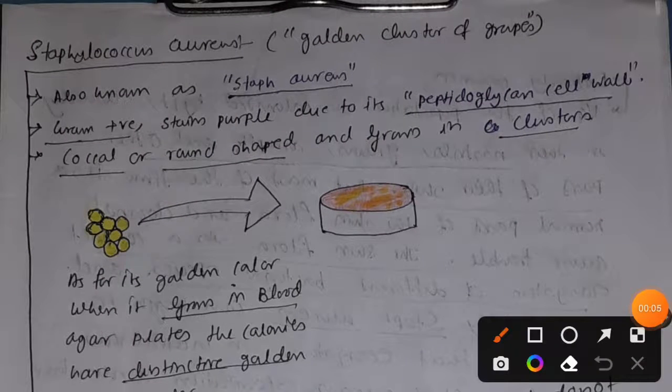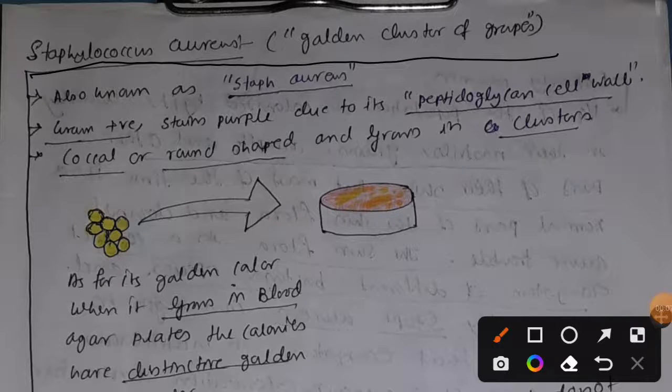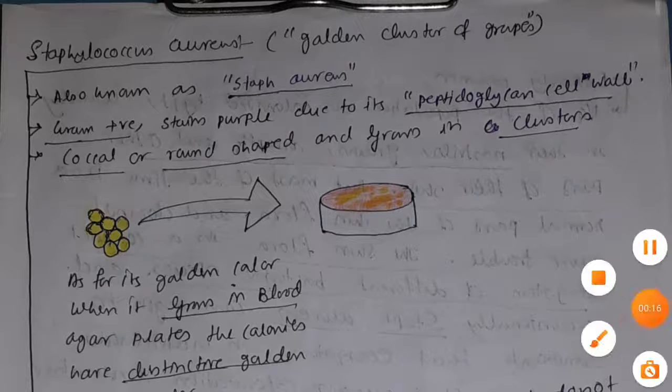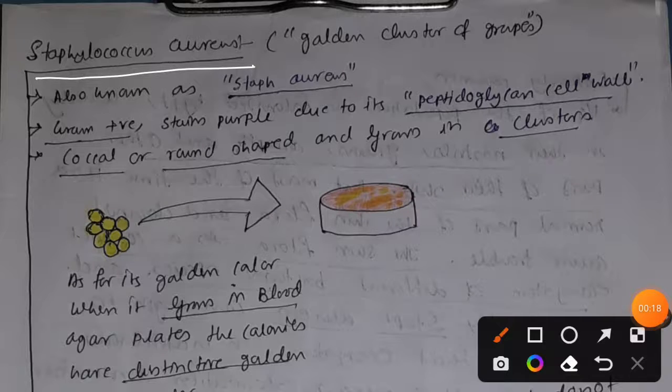So in this video lecture series we are going to discuss Staphylococcus aureus, also known as Staph aureus. If we decode its name, we end up with golden cluster of grapes.